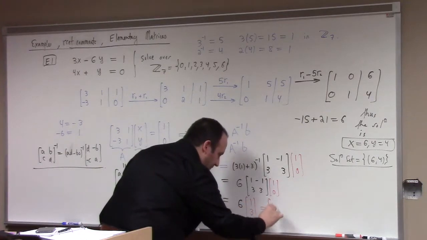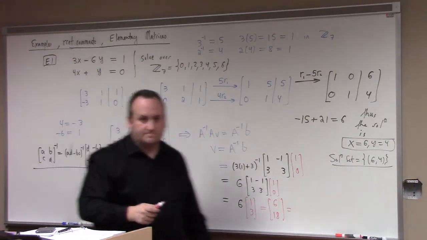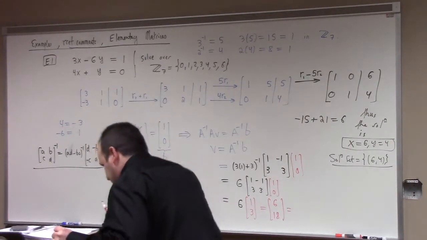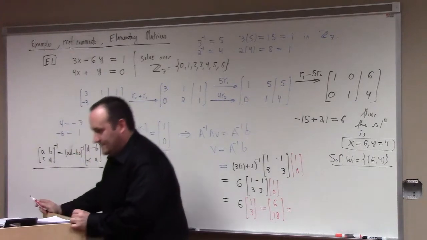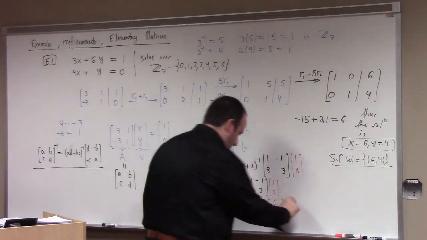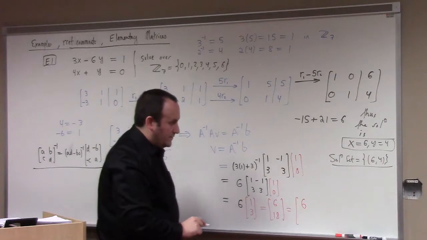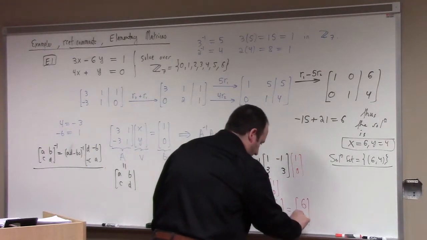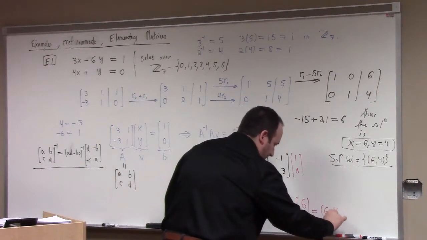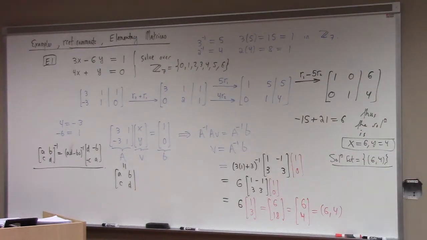And what's that equal to? That's equal to 6, 18, otherwise known as what? Six and what? 4, which in my notation is also 6 comma 4. What do you know? Same solution. So multiplication by inverse is a pretty decent technique for 2 by 2 systems.